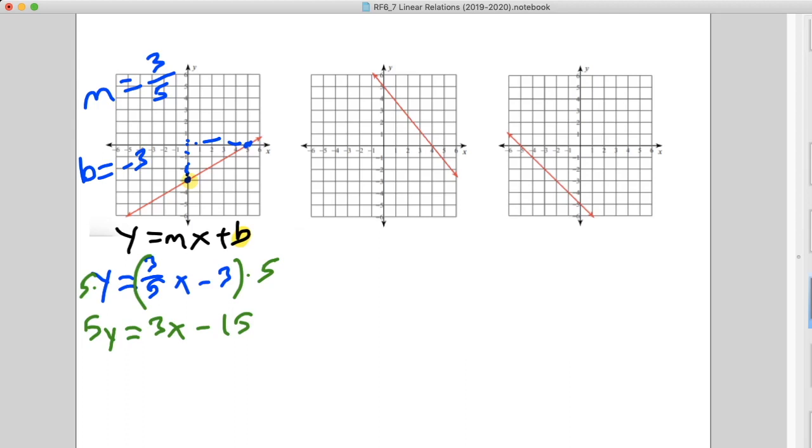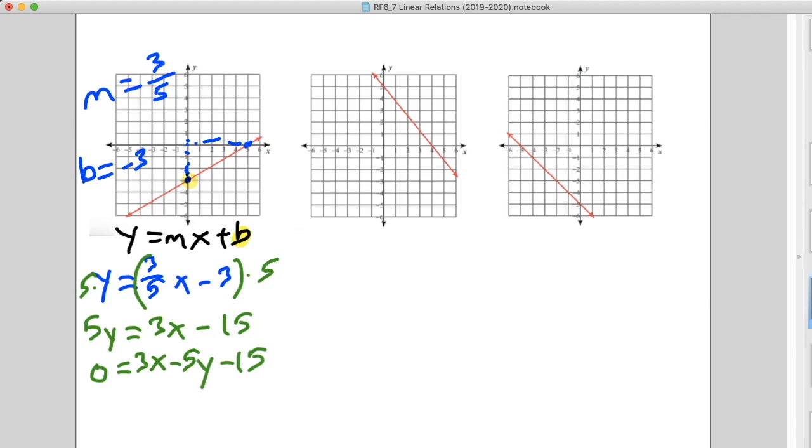Since our x is already positive on the right side, we're going to move that 5y over to the right by subtracting 5y from both sides. So we'll have 0 is equal to 3x minus 5y minus 15.